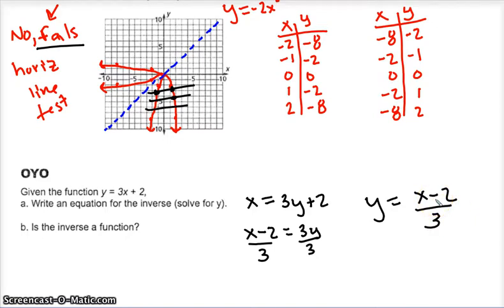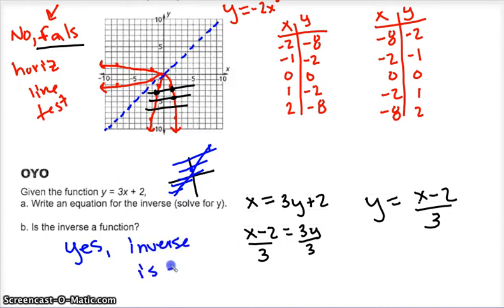Is the inverse a function? Well, we can think of this in several ways. We can look at the original graph, which is a line with my intercept at 2. If I use the horizontal line test, I'll see that it only intersects in one spot, so yes, the inverse is a function. Hopefully we're catching on. Let's flip to the back.